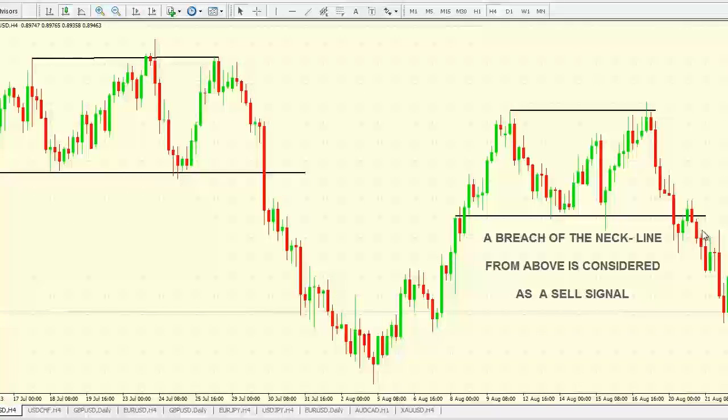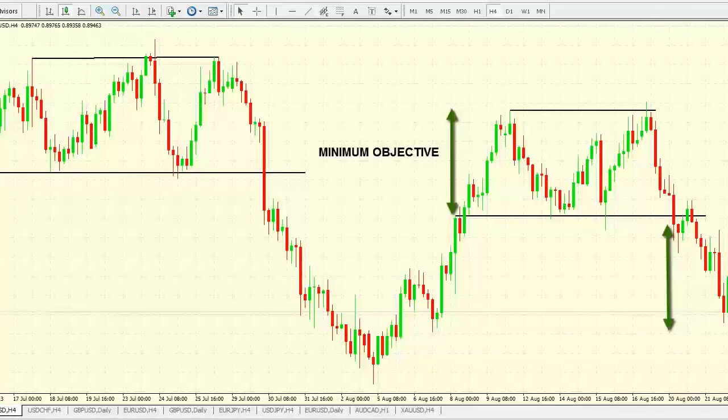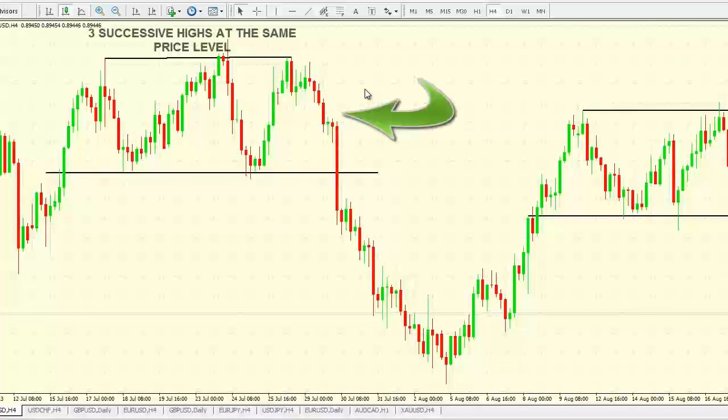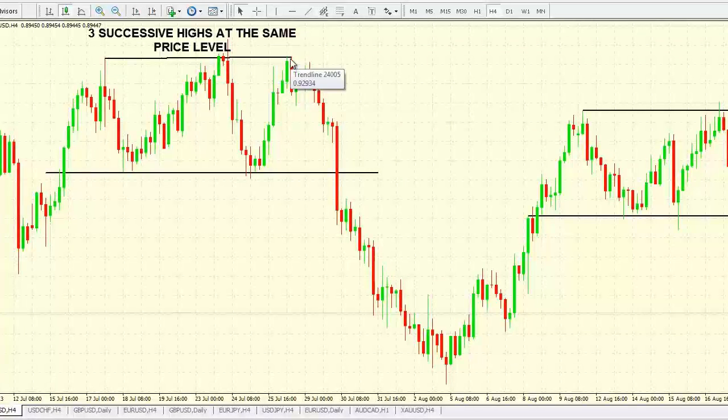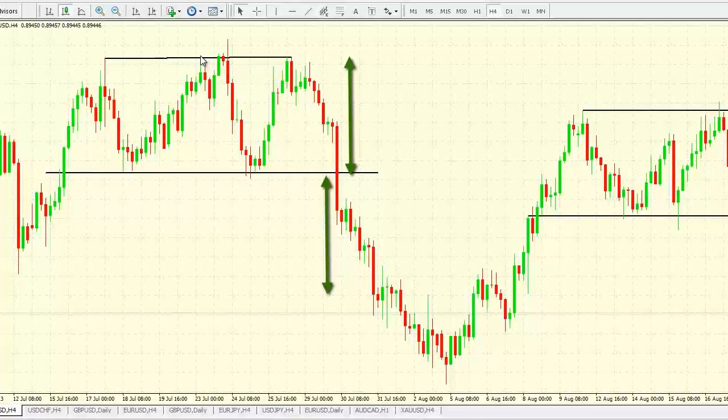The price is expected to drop to lower levels by at least the amount of the minimum objective of the pattern, which is the perpendicular distance between the top and neckline. In this case over here, we can also identify a triple top pattern formed by three successive highs at the same price levels. Here also, once the price breaks out below the neckline, it is considered a sell signal, and the price is seen to have dropped by at least the amount of the minimum objective, which is the perpendicular distance between the top line and the neckline.